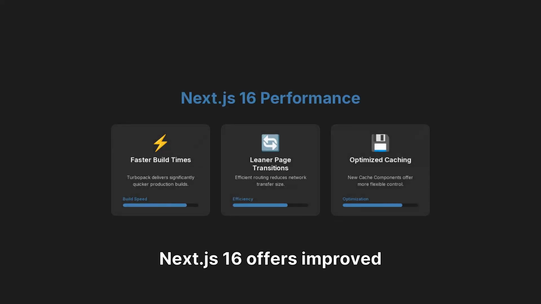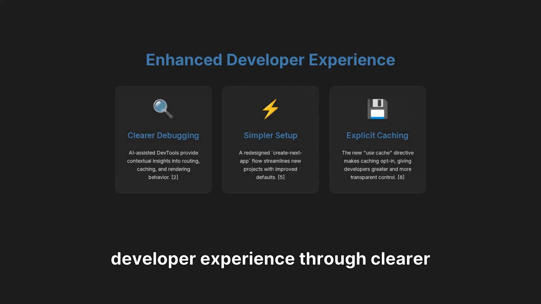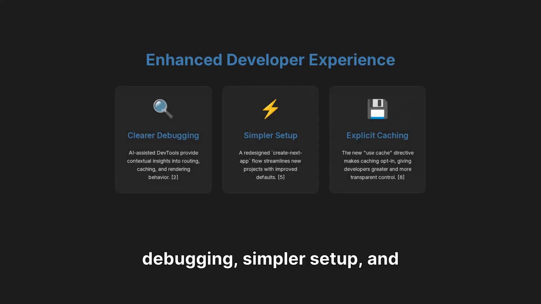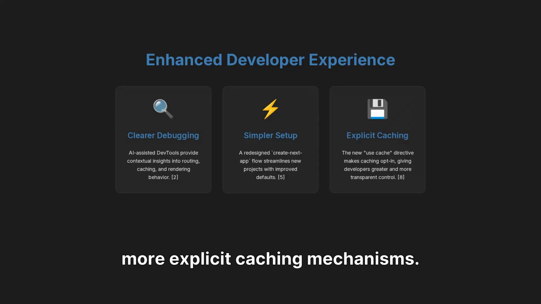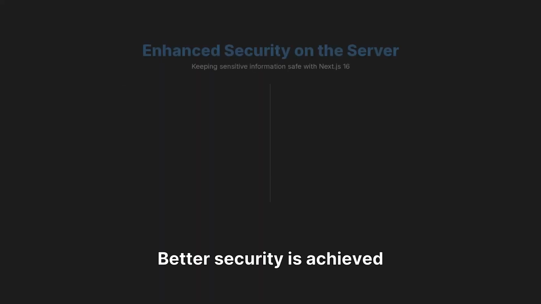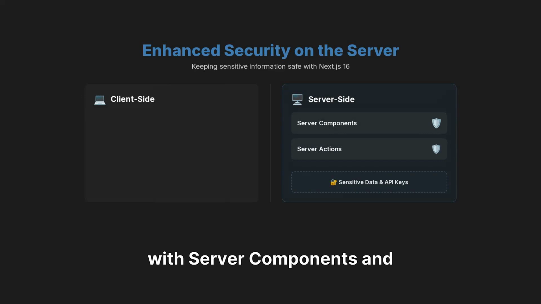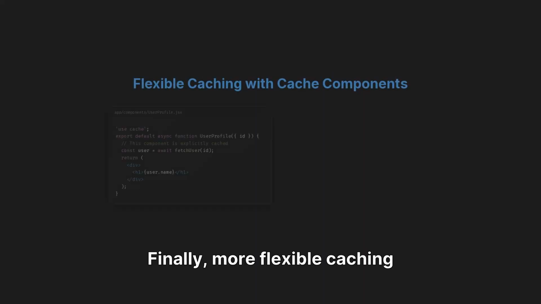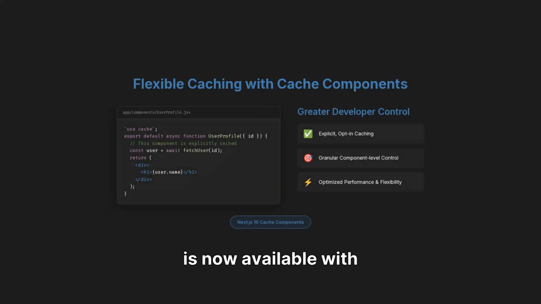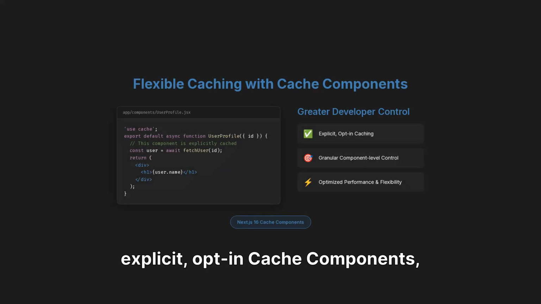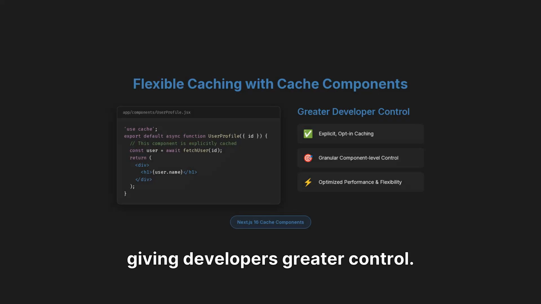Next.js 16 offers improved performance with faster build times, leaner page transitions, and optimized caching. It provides an enhanced developer experience through clearer debugging, simpler setup, and more explicit caching mechanisms. Better security is achieved with server components and server actions, helping to keep sensitive information secure on the server. Finally, more flexible caching is now available with explicit opt-in cache components, giving developers greater control.